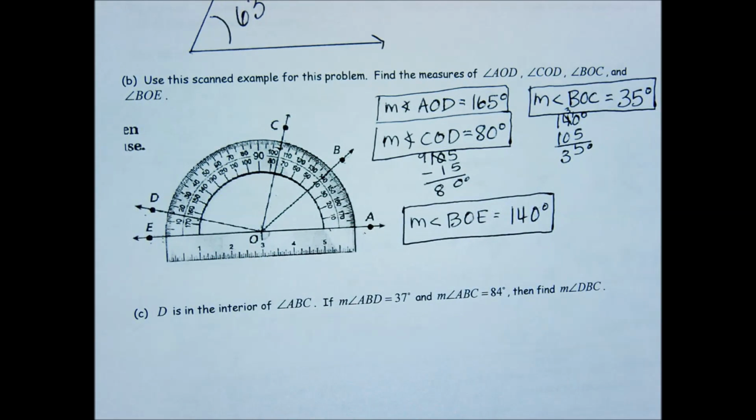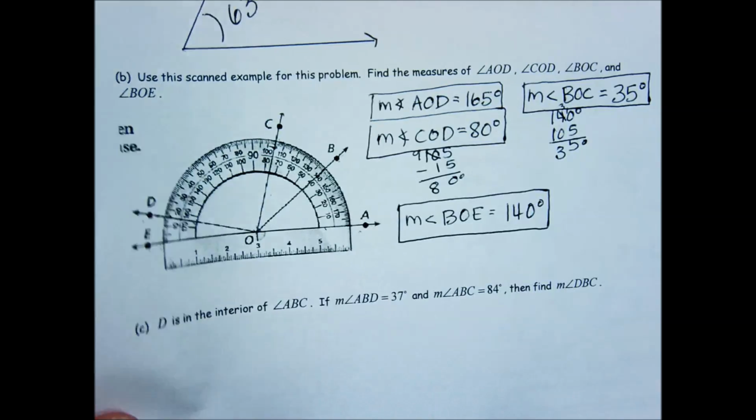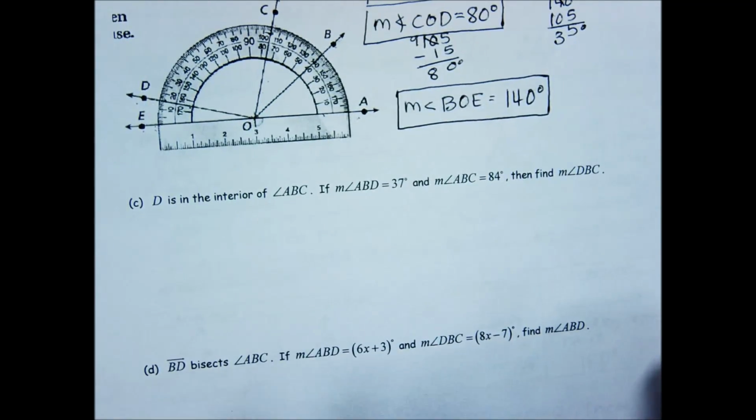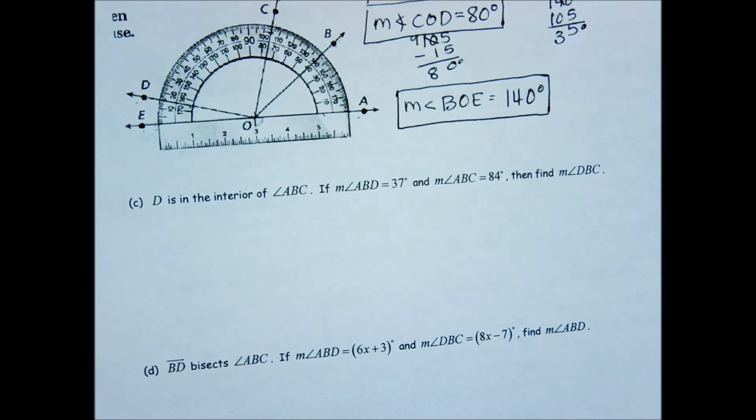So that's how we use our protractor to measure angles. Let's look at part C. It says D is in the interior of angle ABC. If the measure of ABD is 37 and the measure of ABC is 84, then find the measure of DBC. Well, this is all great, but what's missing from this question? A picture. So let's draw a picture.